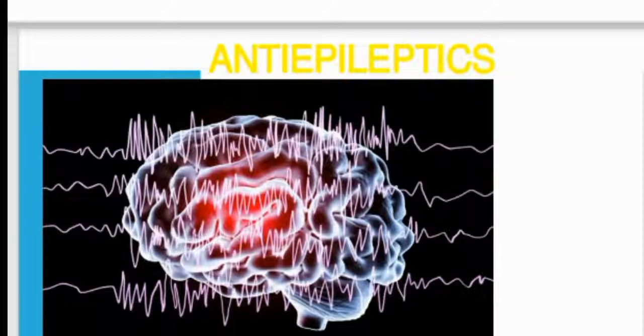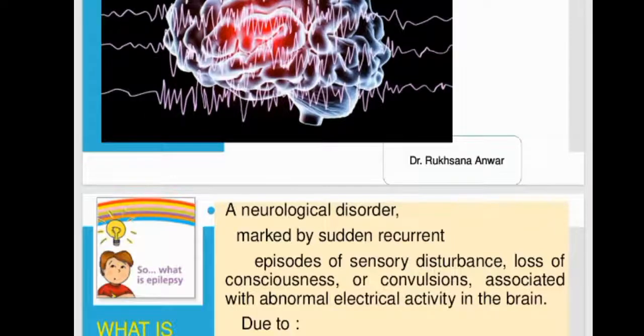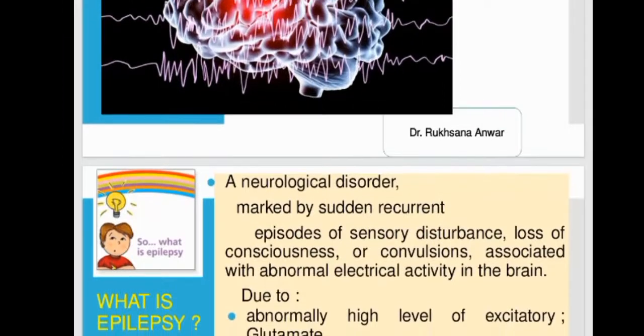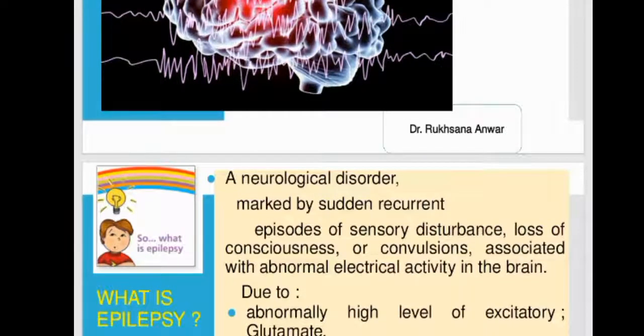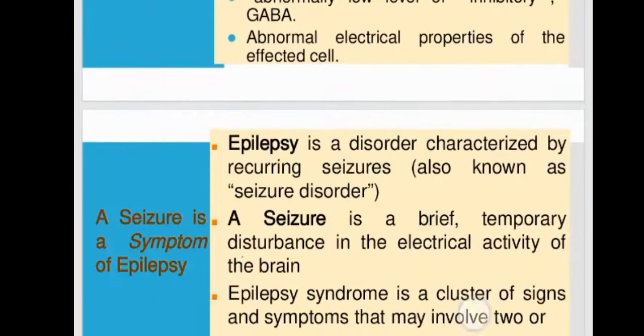So today we are here with another new topic of pharmacology, which is antiepileptics. So let's start. What is epilepsy? A neurological disorder marked by sudden recurrent episodes of sensory disturbance, loss of consciousness and convulsions, and it is due to an abnormally high level of excitatory glutamate, an abnormally low level of inhibitory GABA, and abnormal electrical properties of the affected cells. Epilepsy is a disorder characterized by recurring seizures, known as seizure disorders, and a seizure is a brief temporary disturbance in the electrical activity of the brain.